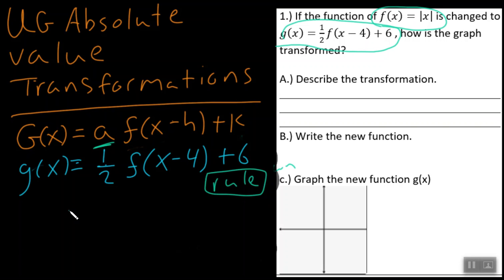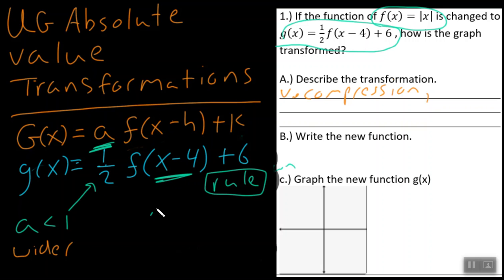So let's take a look at this 1/2. We know that this is our a value, and here 1/2, our a value, is less than 1. So what does that tell me? That tells me that I have what's called a vertical compress, or a vertical compression. That means my graph has been flattened out, thus it gets wider. So shorthand, we could say this is wider.